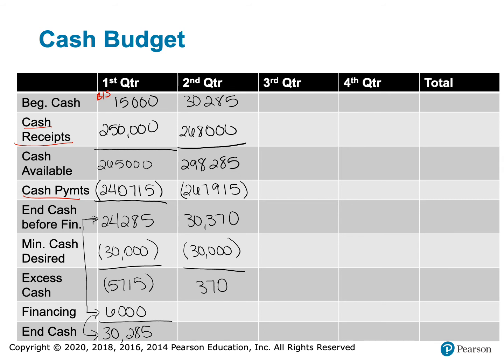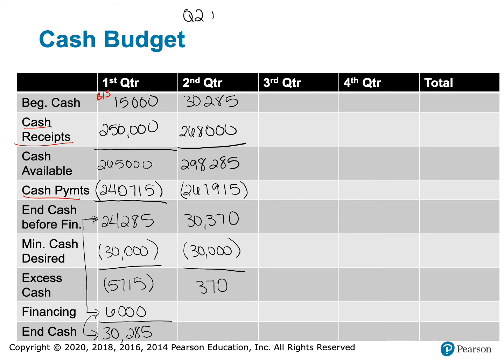Now, I don't have enough extra money to actually pay back the $6,000 that I borrowed, but I can start paying the interest on that $6,000. Remember, the interest is 3% per quarter or 12% per year, however you want to calculate that. So let's do the interest calculation up here at the top. I'm going to write this up here.